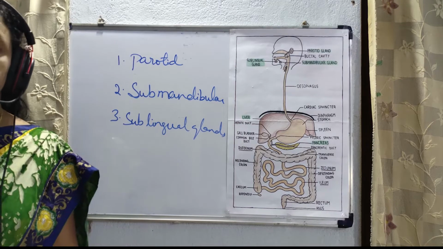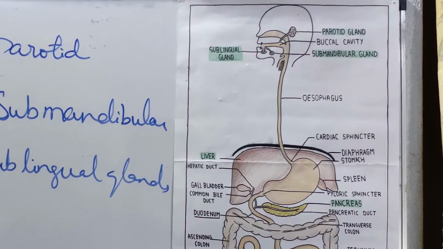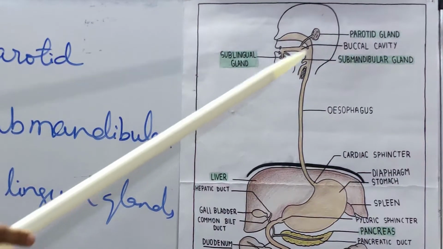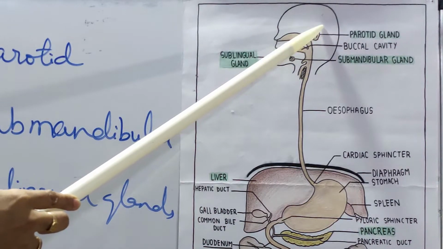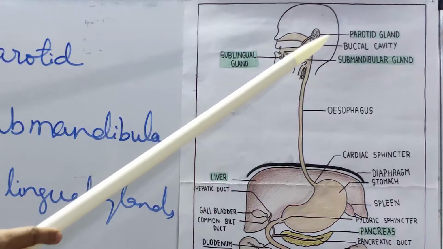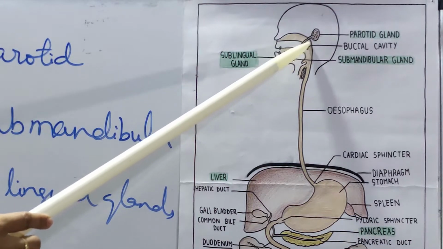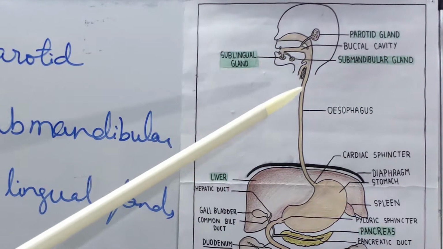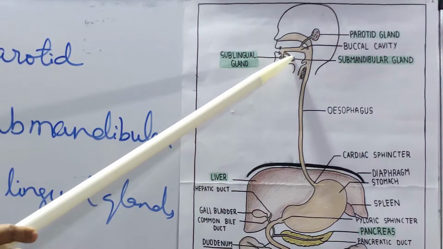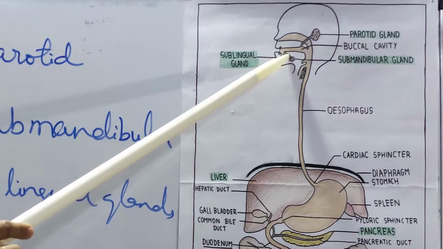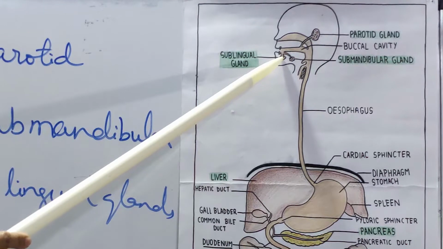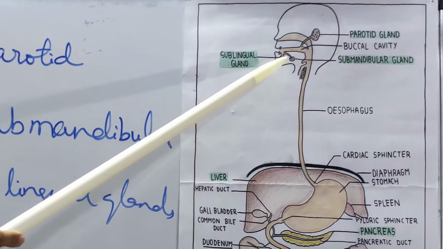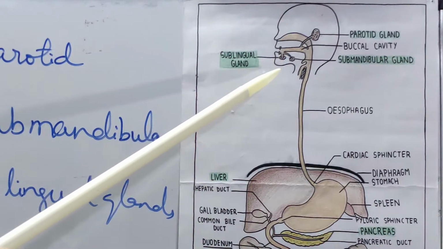Let us know where these are located. The parotid gland, which is the largest salivary gland, is located in front of and beneath each ear, whereas the submandibular gland is located very close to the inner side of the lower jaw on each side, because these are present in a pair. Sublingual glands are present below the tongue, because the tongue is known as the lingual organ.